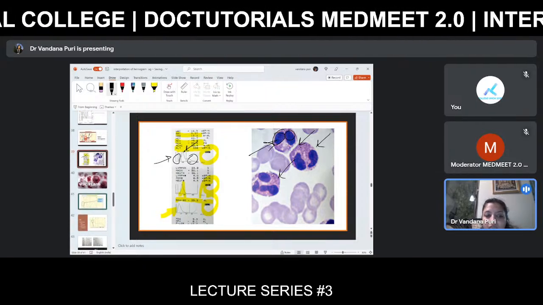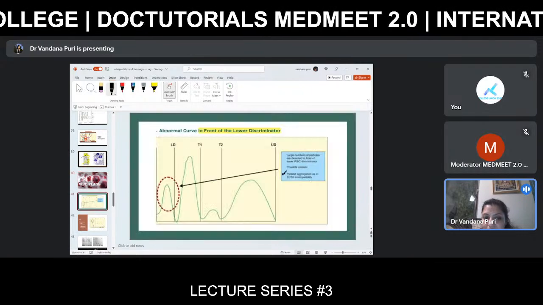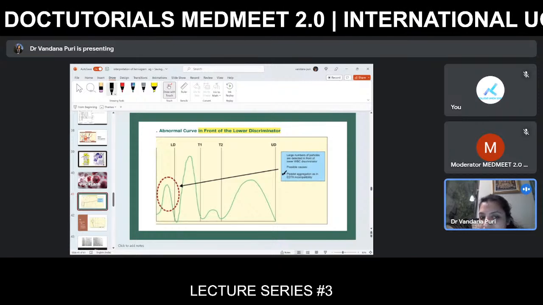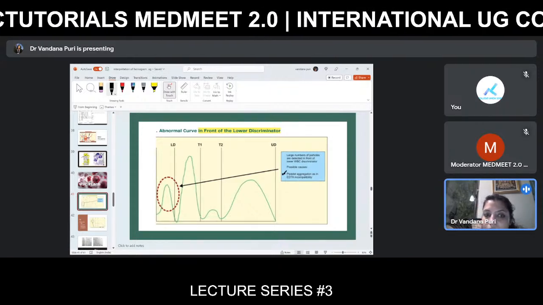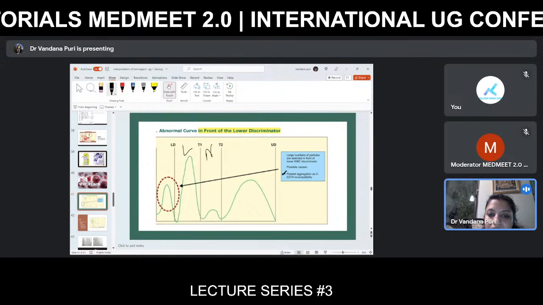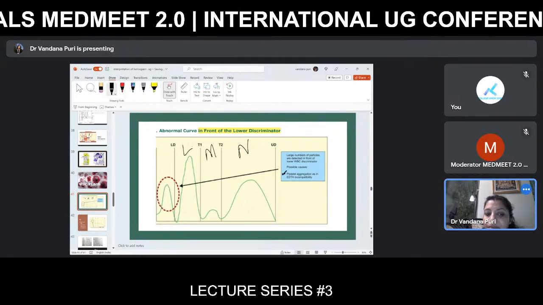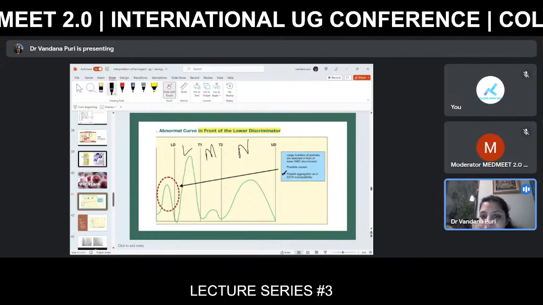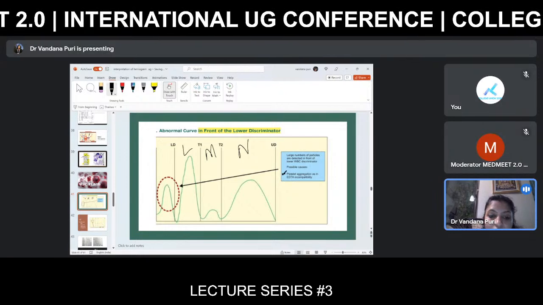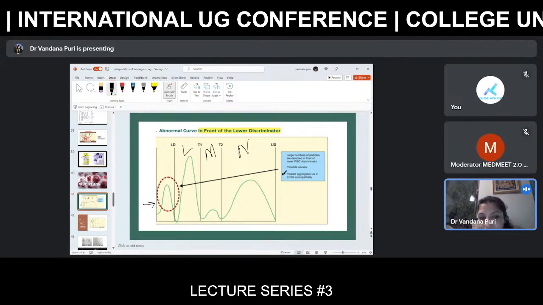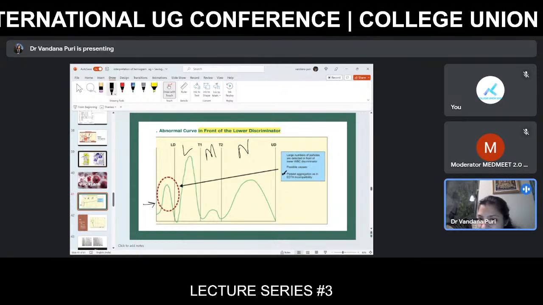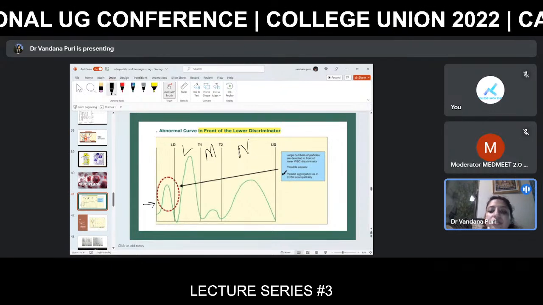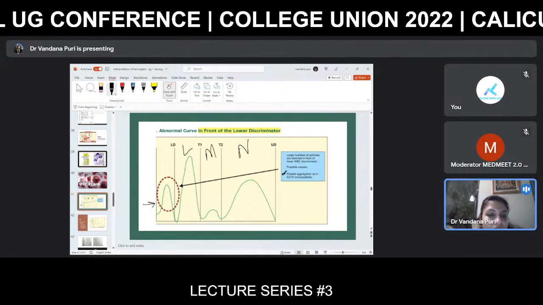Now, again, let's come to the WBC flags. You already know that we have three cell populations: lymphocyte, mixed, and neutrophils. So now, what do you see here? Once you're very clear with this, look at this. The first error is that there is an abnormal curve coming in front of the lower discriminator. This is probably because there might be platelet aggregation.